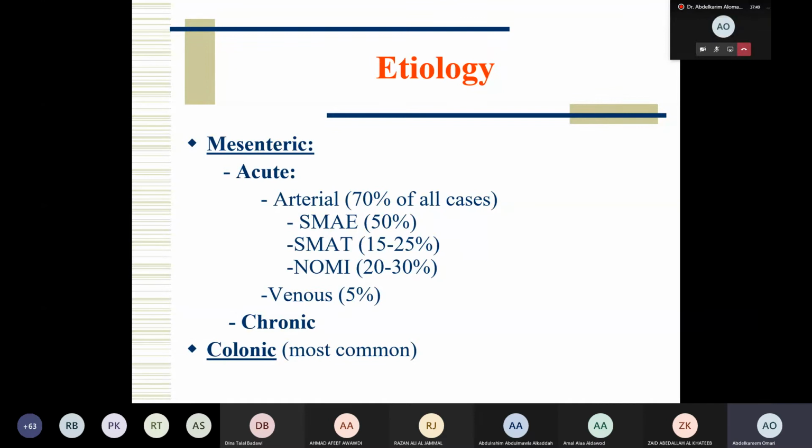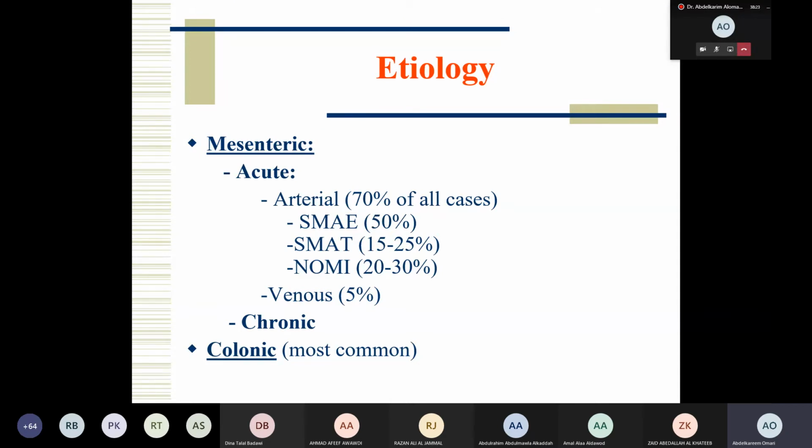لما نقول acute في عندنا chronic، في عندنا colonic، بس احنا بدنا نحكي عن الاكيوت هون. الميزنتريك اللي بيجينا على الاسعاف بيجينا arterial in 70% of all cases. بيكون عندي superior mesenteric artery. الكوزز اوف this arterial اللي هم 70% شباب، 70% arterial، والباقي في عندنا فينس 5%، والباقي non obstructive احنا بنحكي له mesenteric ischemia.